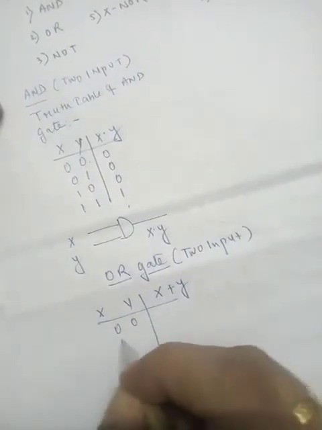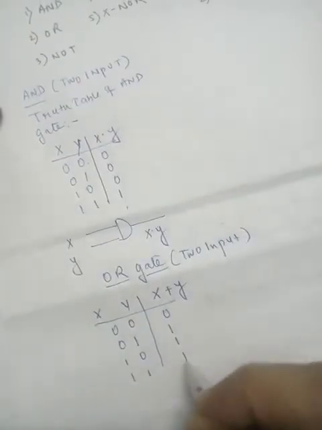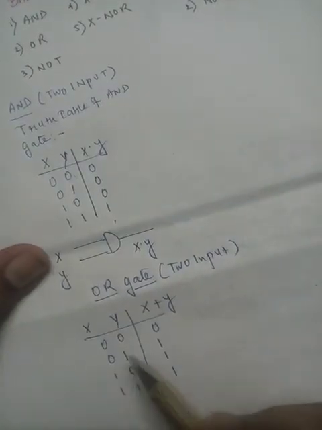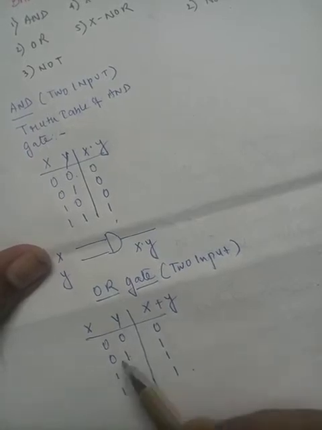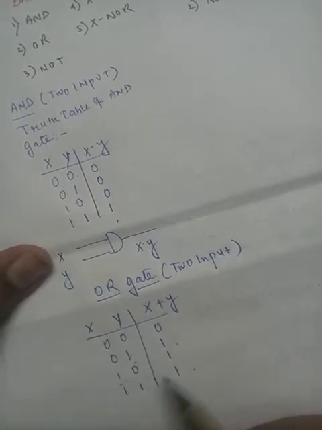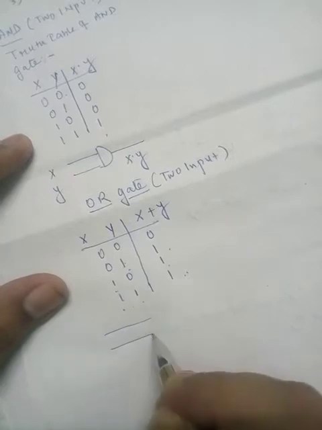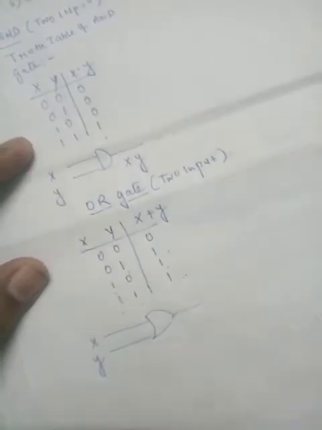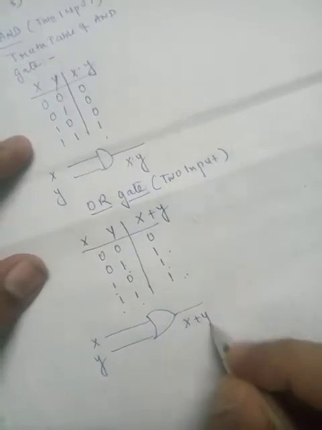x plus y, 0 0, 0 1, 1 0, 1 1. Just do addition: 0 plus 0 is 0, 0 plus 1 is 1, 1 plus 0 is 1, 1 plus 1 is 1. Always remember, as I said in the AND gate, if any of the input is 0, the output is 0, but over here if any of the input is 1, then the output is 1. Now the logic gate of the 2 input OR gate. Please have a neat and clean diagram when you practice it. The output is x plus y.